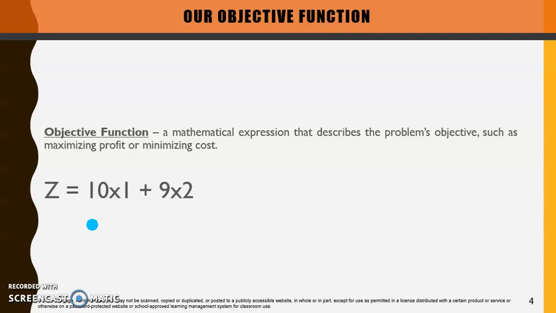because after that you are going to give it to the computer, and the computer would solve it for you and give you how many products you need to produce.